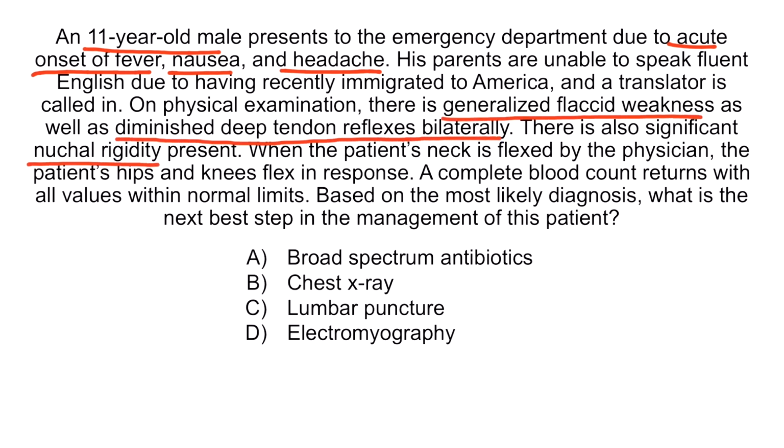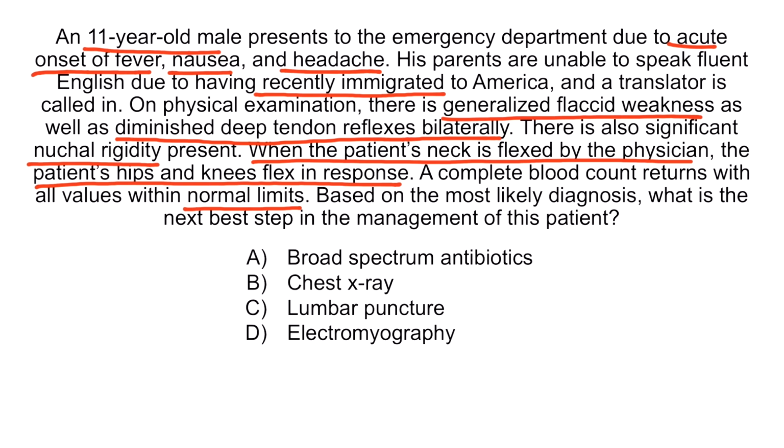Additionally, he is a recent immigrant, meaning that he may not have received all his childhood vaccinations. The positive Koenig sign indicates inflammation of the meninges, aka meningitis. Since the CBC is within normal limits and not showing leukocytosis, we can assume the meningitis is not bacterial in nature. The presentation of acute onset of aseptic meningitis with headache, fever, nausea, and nuchal rigidity along with unknown vaccination status is consistent with poliomyelitis.